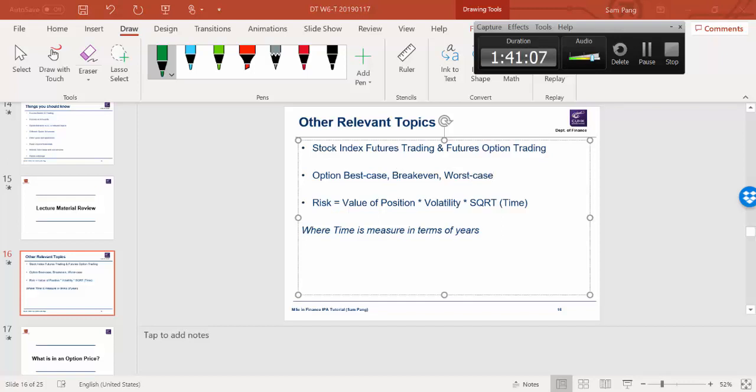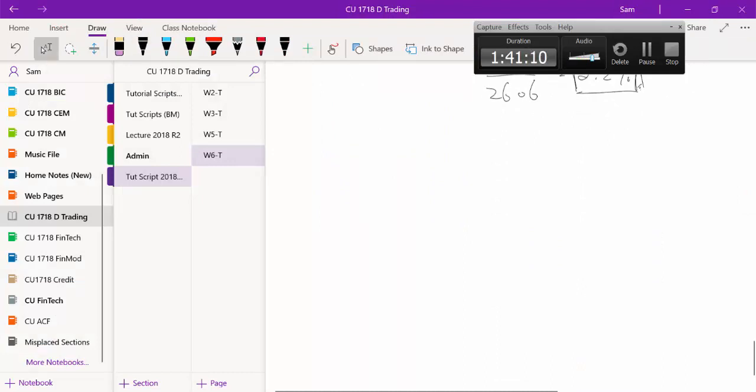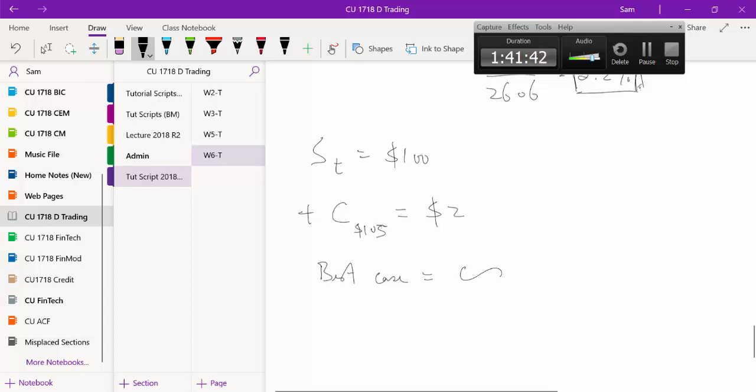Now, for example, your stock price is now 100, and you buy a call with a strike of, let's say, 105, and you pay $2. Now, immediately you can say, what's my best case? Well, if you buy a call, there is no best case. What is your best case? Your best case is infinity. Okay? Your break even, what's your break even?